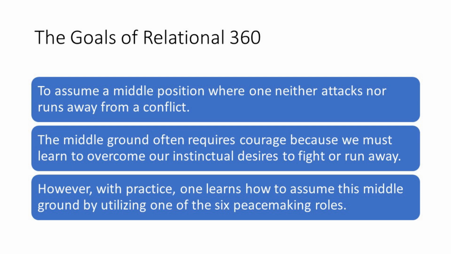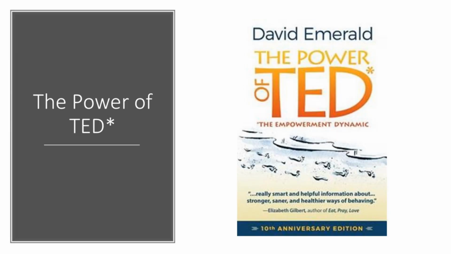In Relational 360, the goal is for the peacemaker to assume a middle position where one neither attacks nor runs away from conflict. The middle ground often requires courage because we must learn to overcome our instinctual desires to fight or run away. However, with practice, one learns how to assume this middle ground by utilizing one of the 6 peacemaking roles. Now let's talk about the power of TED.